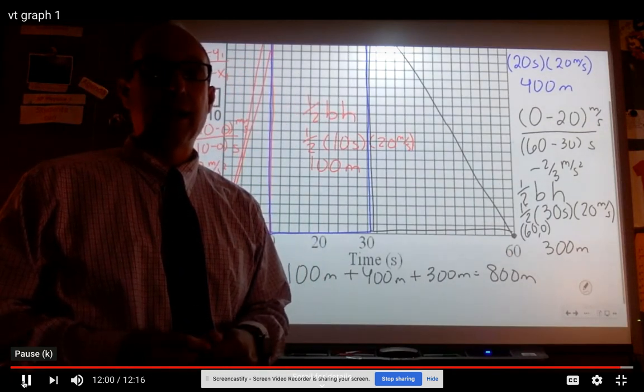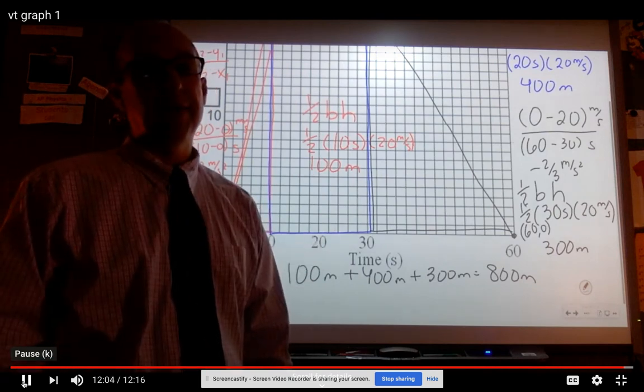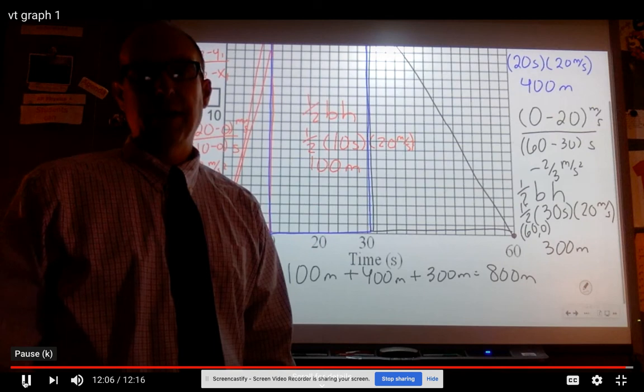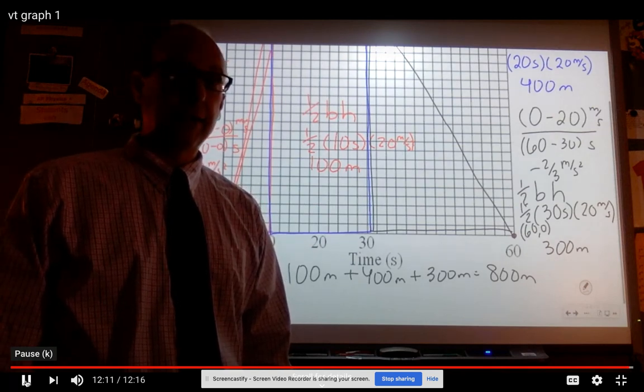All right, when we get back, I'm going to show you how to make this graph into a distance time graph and how to equate distance time graphs to velocity time graphs.